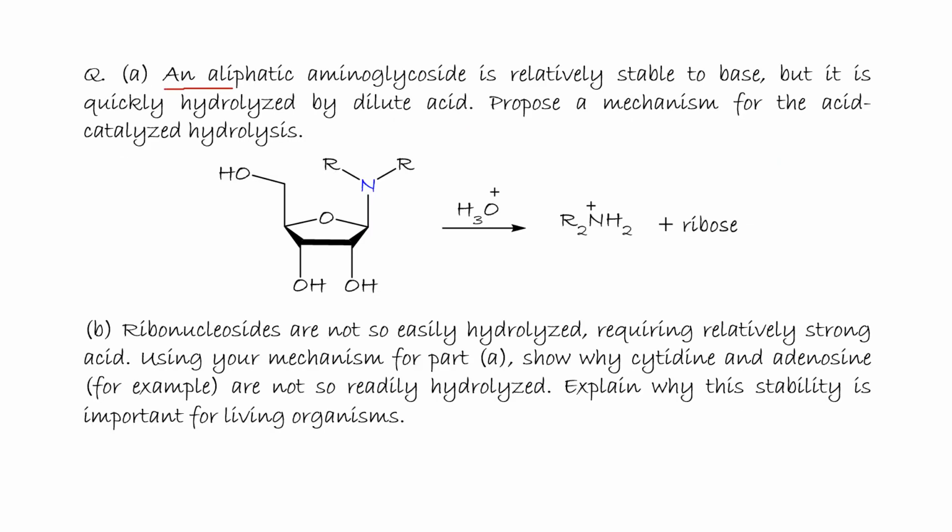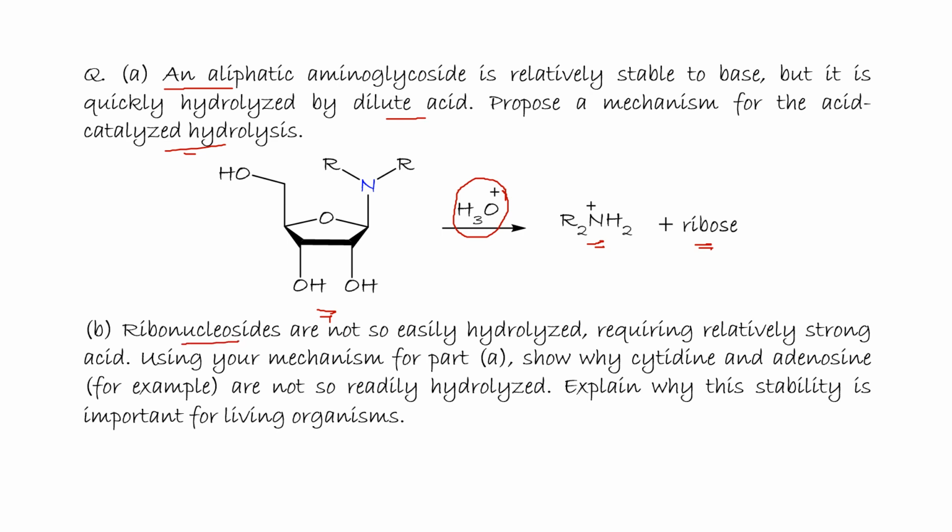An aliphatic aminoglycoside is relatively stable to base, but it is quickly hydrolyzed by dilute acid. Propose a mechanism for the acid-catalyzed hydrolysis. So we have here an aminoglycoside in acidic media. They split this molecule to ribose and amines. Of course, in acidic media it will be an ammonium salt.